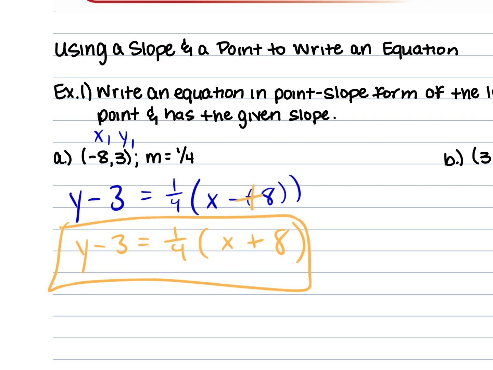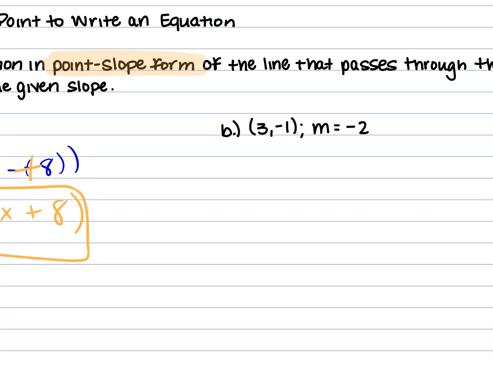So in the question, it said write an equation in point-slope form. So we leave the equation in point-slope form. We don't touch it. We just plug in what we need. Simplify if you have to. So let's look at B.